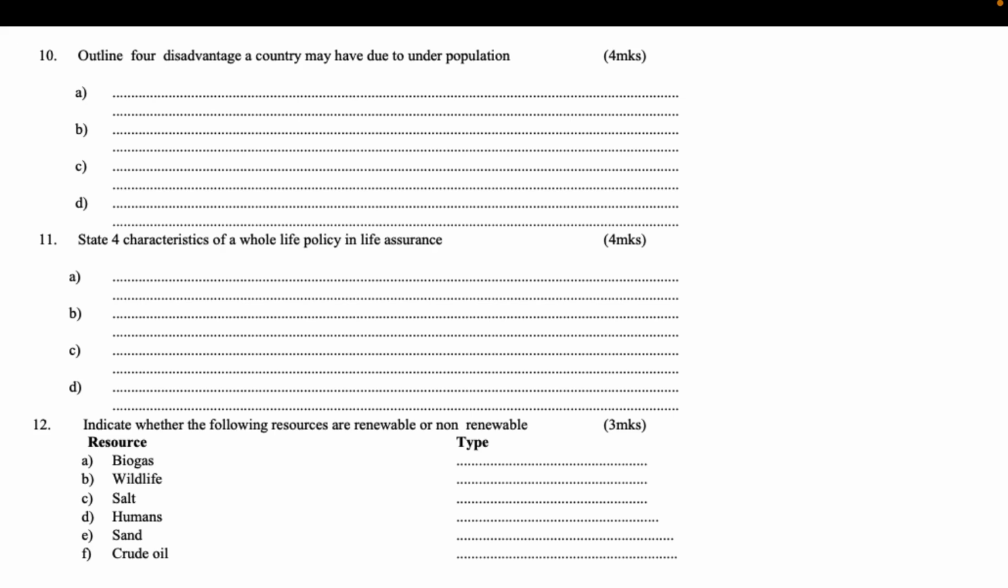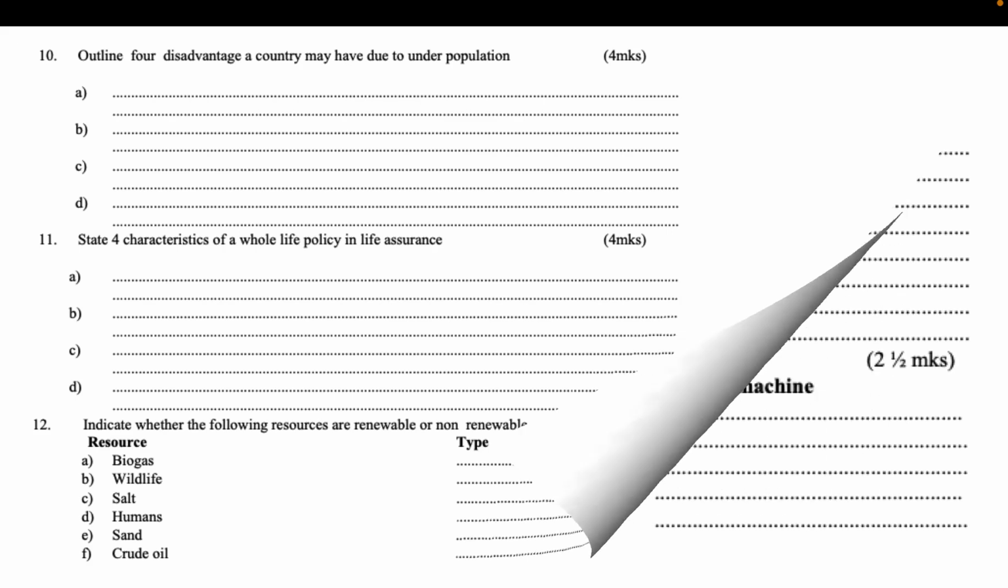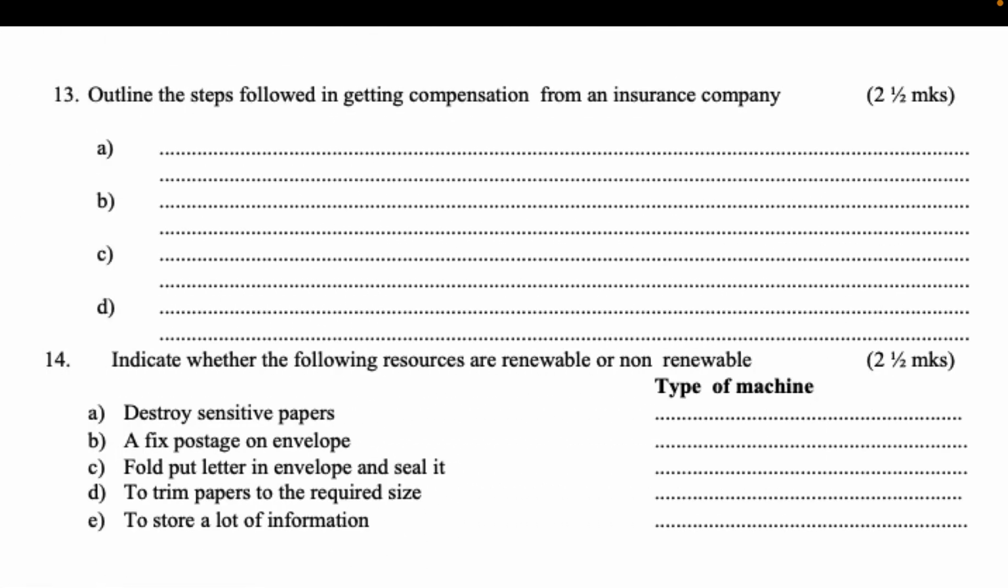Outline 4 disadvantages a country may have due to underpopulation, 4 marks. State 4 characteristics of a whole life policy in life assurance, 4 marks. Indicate whether the following resources are renewable or non-renewable, 3 marks. Outline the steps followed in getting compensation from an insurance company, 2.5 marks. Indicate whether the following resources are renewable or non-renewable, 2.5 marks.